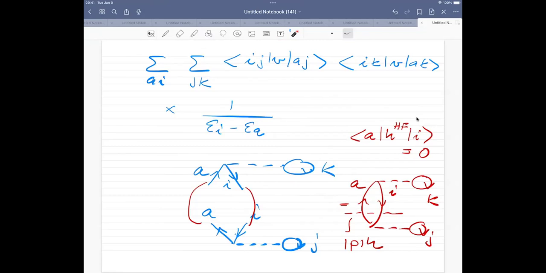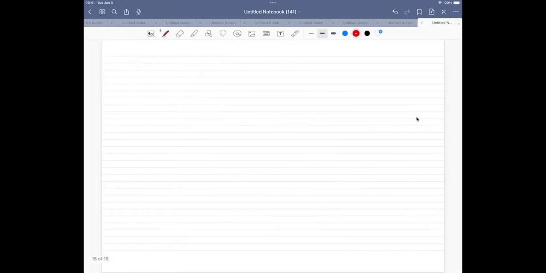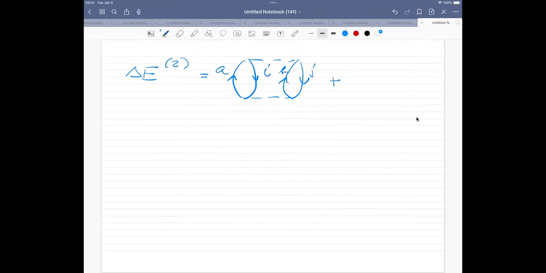Okay, so what we have now pictorially, with anti-symmetrized matrix elements, is a delta E to second order, which is now given in terms of these two diagrams. So this will be an A and an I, and then a B and a J, plus this term which we have here.